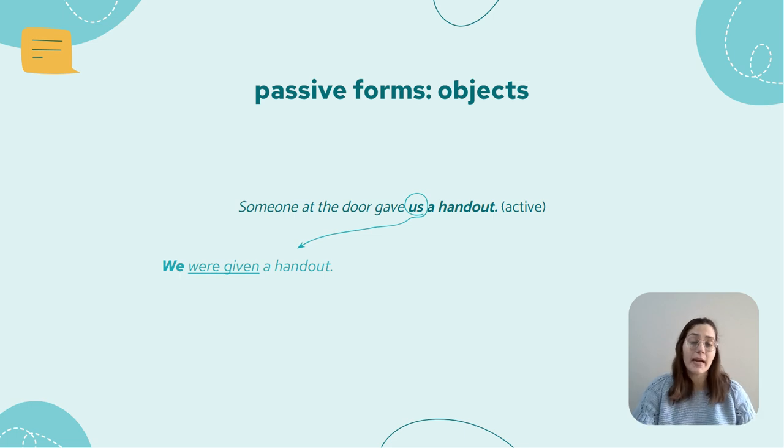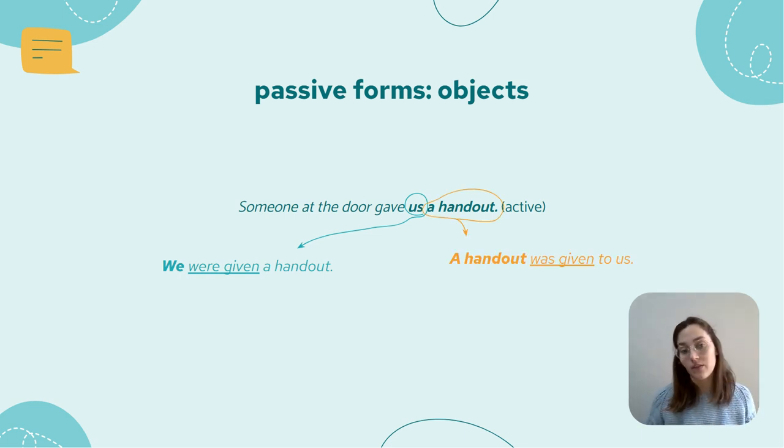If, on the contrary, perhaps that's not the most important thing, and I want to draw the attention to the fact that it was a handout and not something else, I'll express this idea by means of a handout was given to us. So it becomes a sort of subject in the passive form.